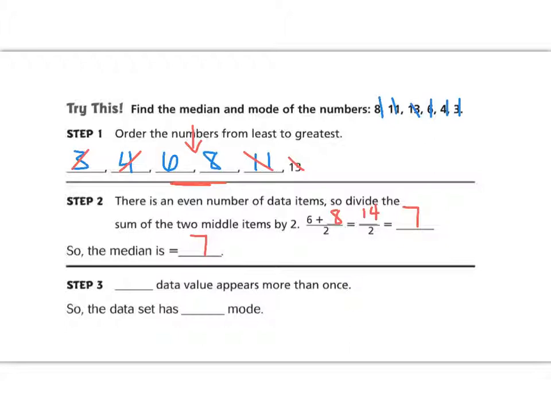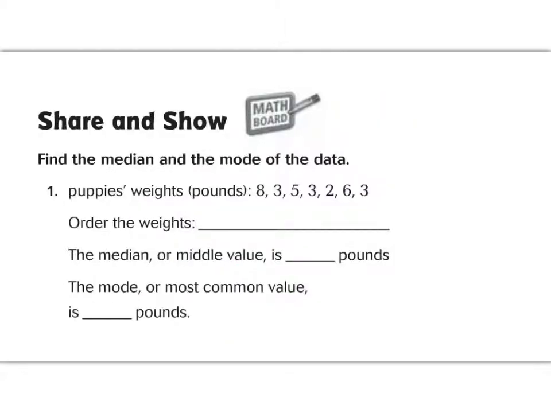Now, looking at the try this, it says we're going to find the mode. Well, let's look at our data. We had 3, 4, 6, 8, 11, and 13. There's no number that repeats, so no data appears more than once. So the data has no mode. If there's no number that repeats, then there's nothing that is a mode, and we just continue on. Great job so far, 5th graders.